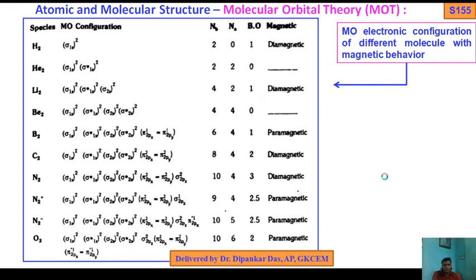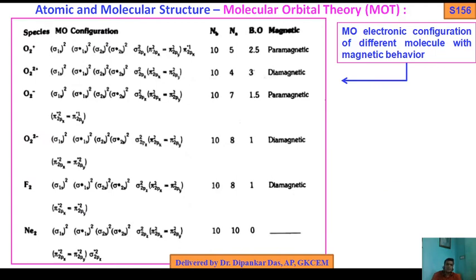Next part of the species. Next, O2 plus. O2 plus, as I discussed in the last video class: sigma 1s2, sigma star 1s2, sigma 2s2, sigma star 2s2. So at a glance we can see the MO electronic configurations along with their bonding electrons, antibonding electrons and bond order. Because when the question comes, arrange the bond order, arrange the bond dissociation energy, arrange the shortest bond length, etc., and arrange the stability, then you should know the bond order.